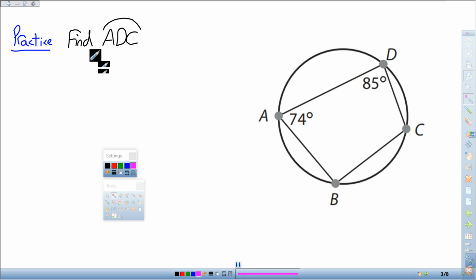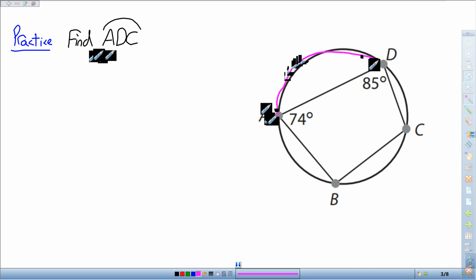I want you to find arc ADC, that starts at A, goes through D, all the way to C. You can use that same shape you drew on the last example. Go ahead and see if you can find this.